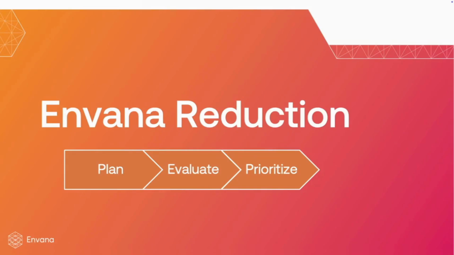Today I'm going to show you a new solution from Envana called Envana Reduction. Envana Reduction helps teams plan, evaluate, and prioritize emissions reduction initiatives in a consistent and transparent way. It can be used as a standalone product or included as part of Catalyst.